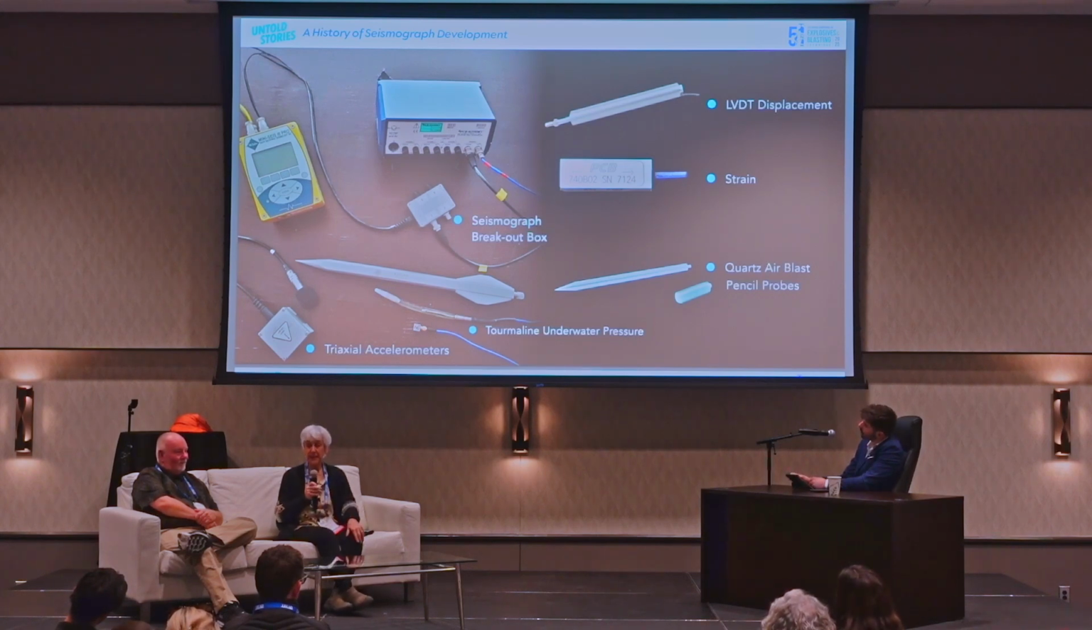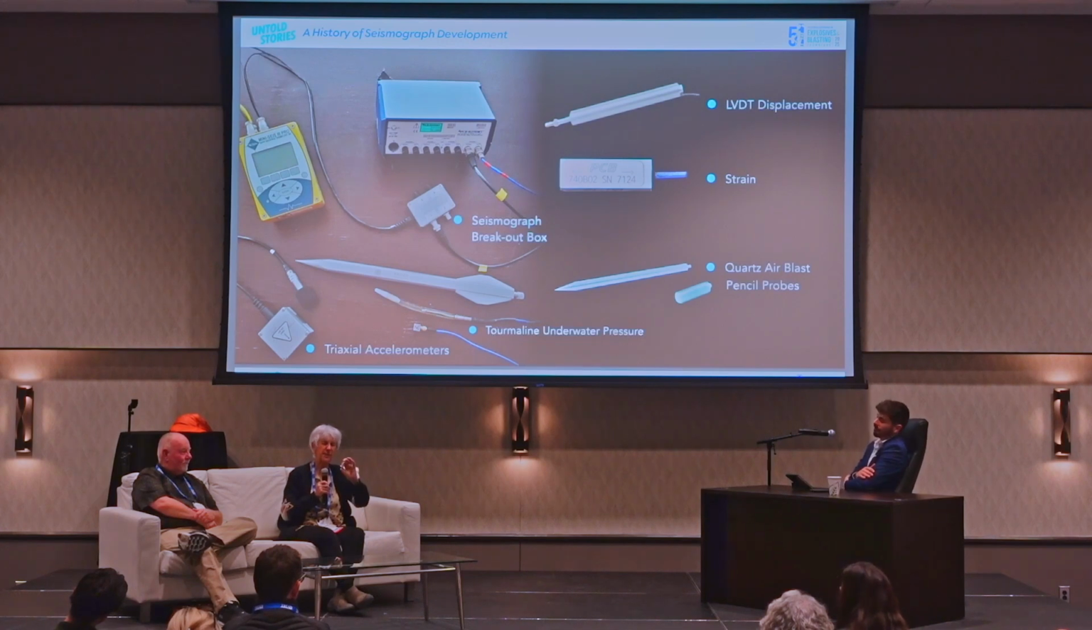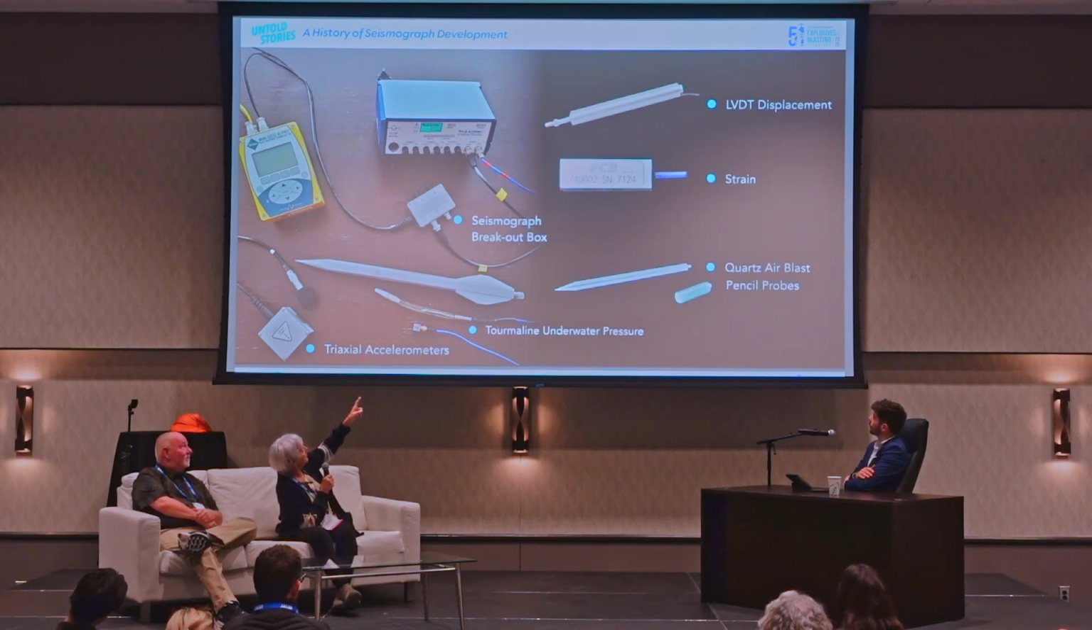And then Larry made us breakout boxes, in that little seismic breakout box there. We were actually able to put pressure sensors, strain gauges. We were able to put quartz gauges for air overpressure. We were working with ATF on all kinds of disposals, I should say. So the pencil probes that had quartz crystals on them. And then the underwater, I think there they are, tourmaline underwater pressure sensors for underwater blasting. So we were able to use those with the signal conditioner and then break those out and put them into the seismograph.